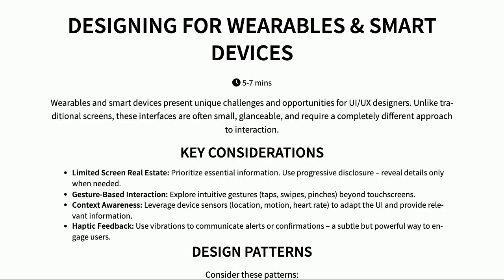Okay, let's talk about designing for wearables and smart devices. These interfaces are a whole different ballgame compared to your typical phone screen. The biggest challenge is the space. You're working with tiny screens, so you have to be really strategic about what information you show. Think about prioritizing only the essential details and using things like progressive disclosure, where you reveal more information only when someone needs it.